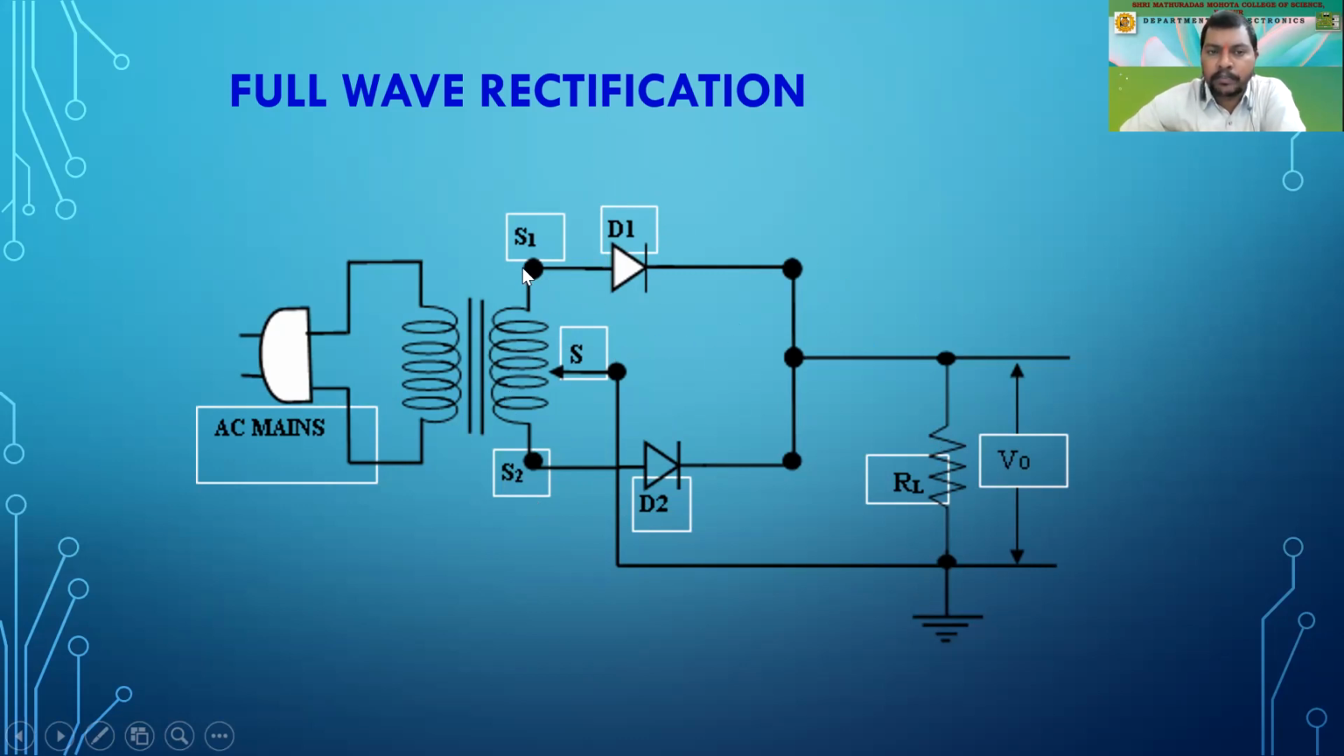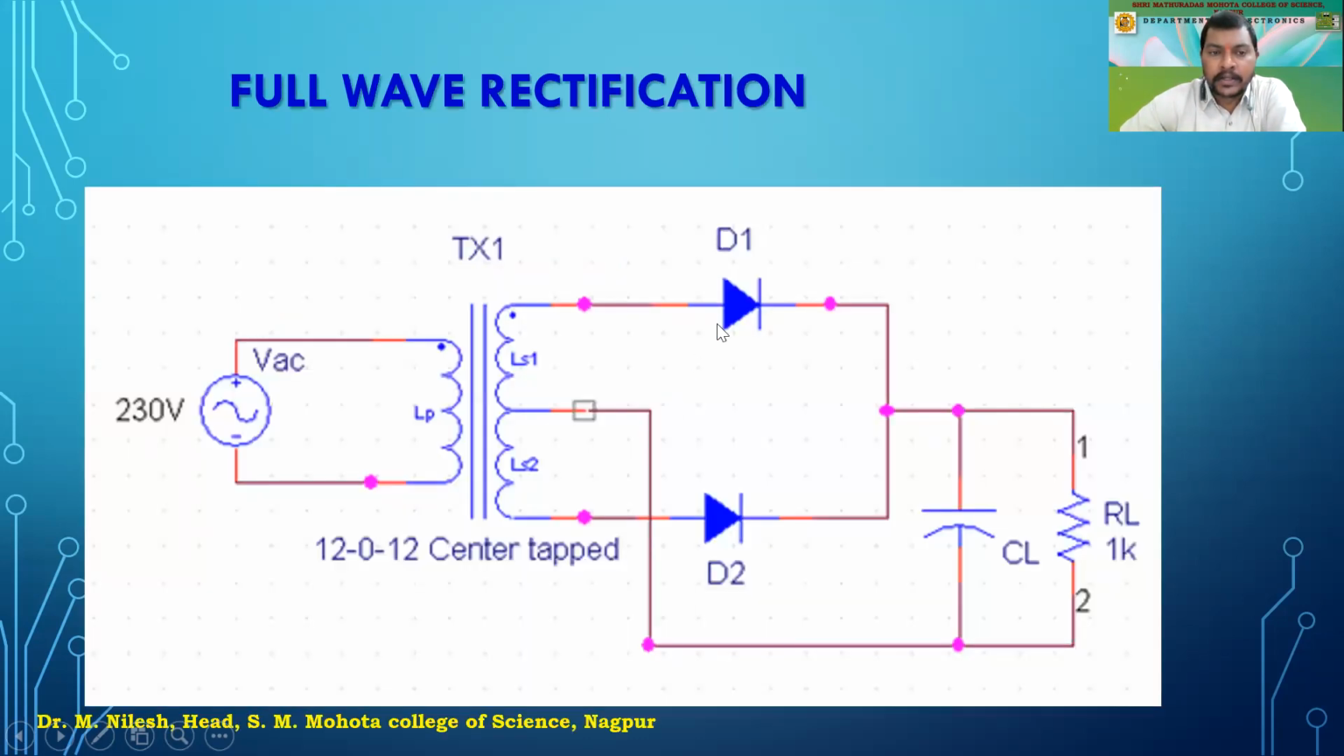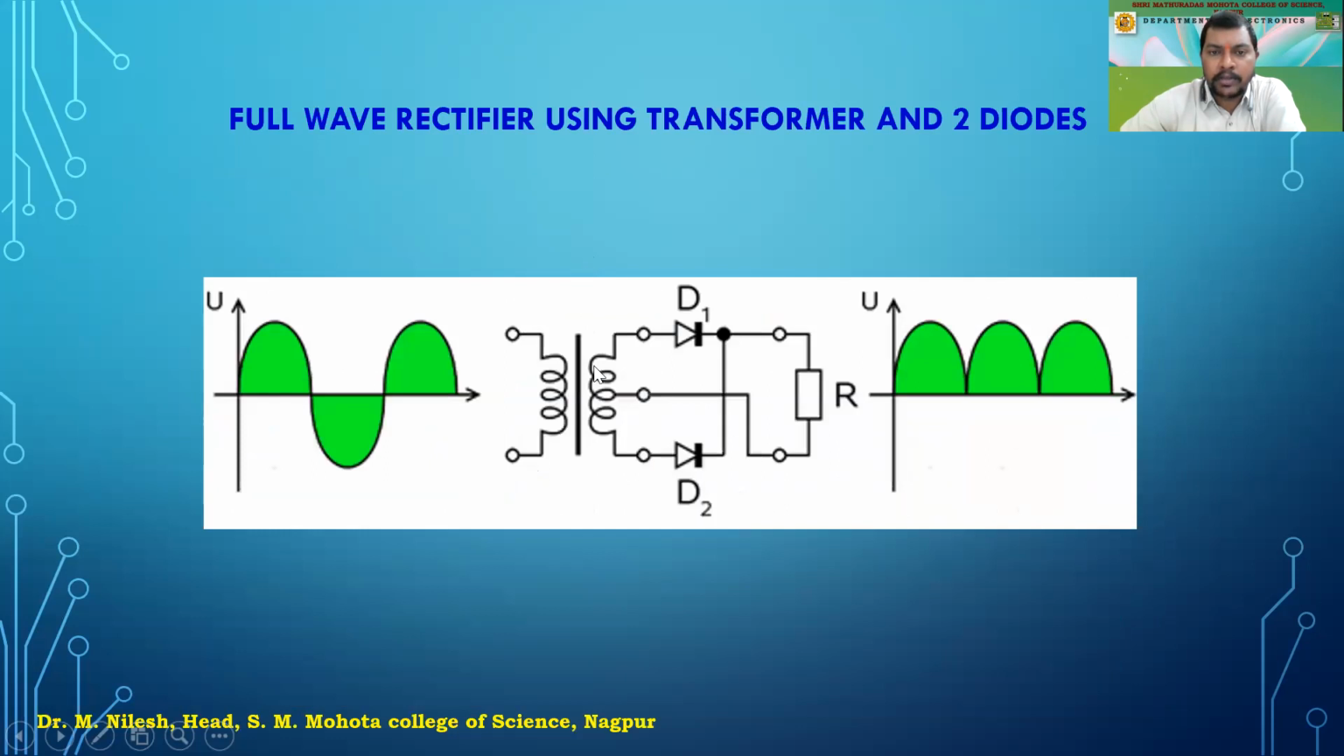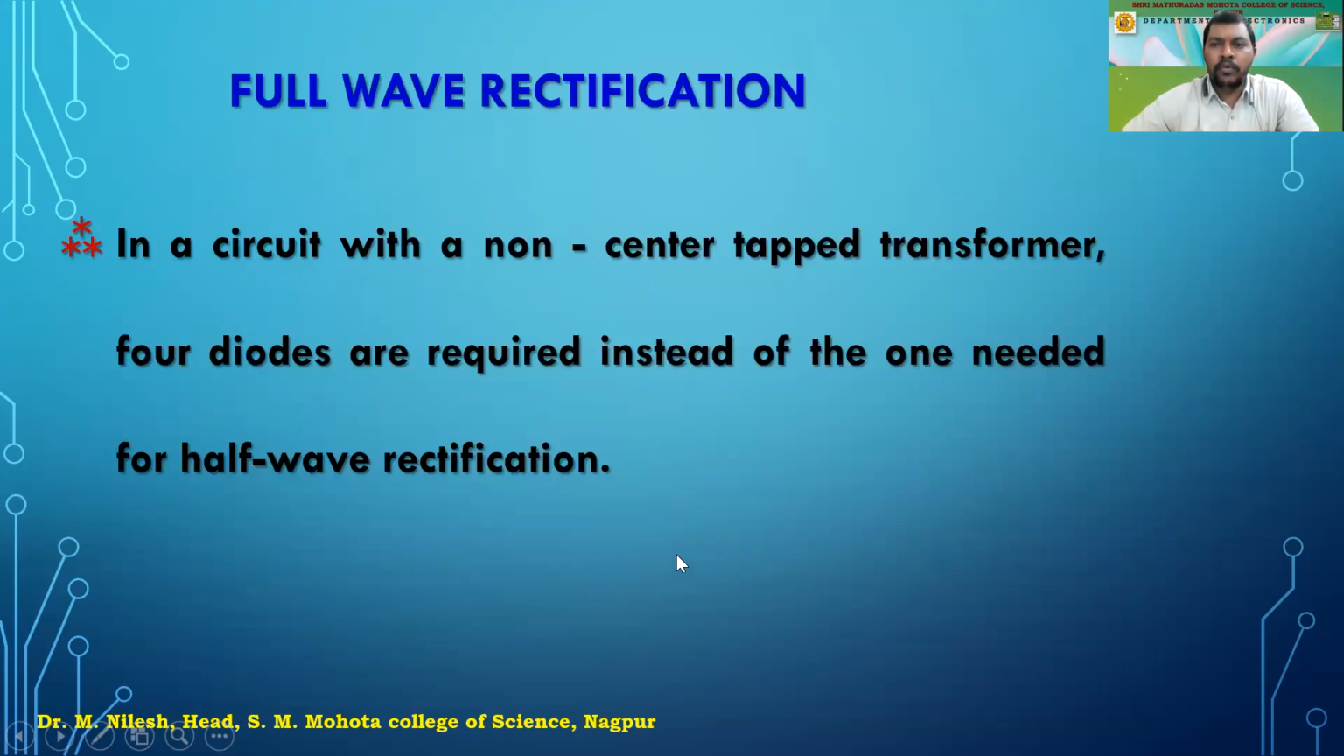So both the positive half as well as the negative half have been rectified. If you are able to see this animation, okay. So here what happens? The whole of the wave has been rectified. That is why we call it a full wave rectifier. So the positive half is rectified by D1, and the negative half is rectified by D2, and ultimately across the load resistance RL we will have the full wave like this. We will have a pulsating DC like this, and the full wave is rectified. So this is the full wave rectification.